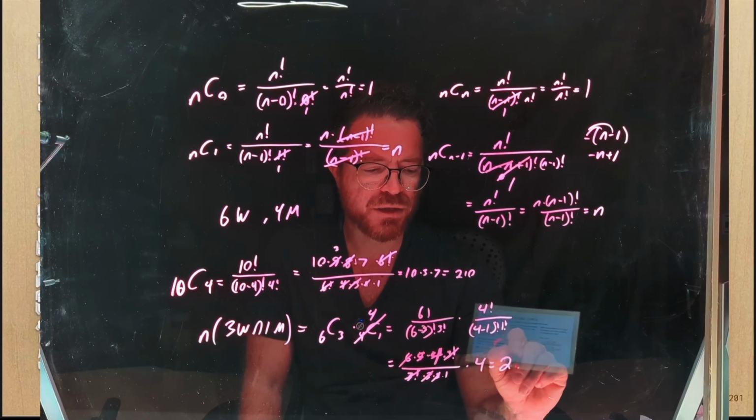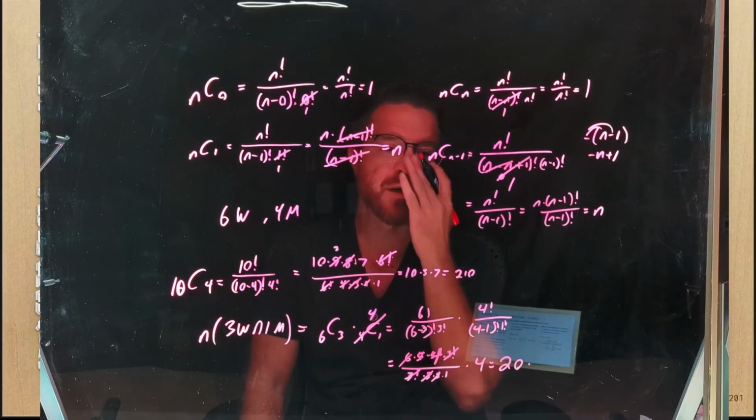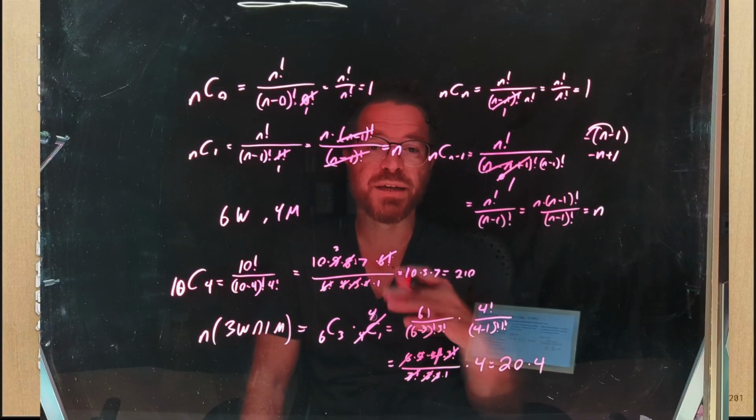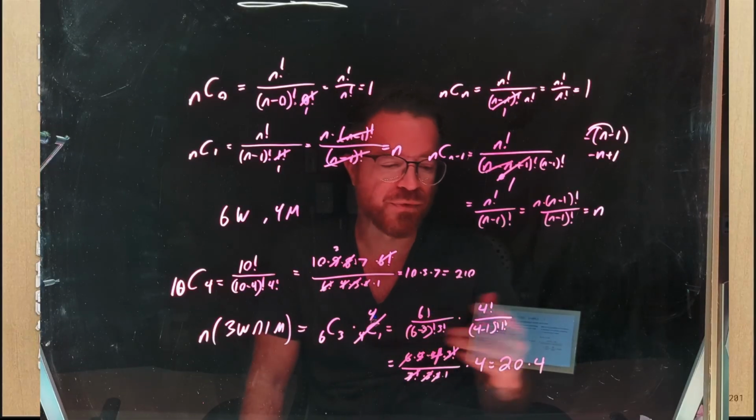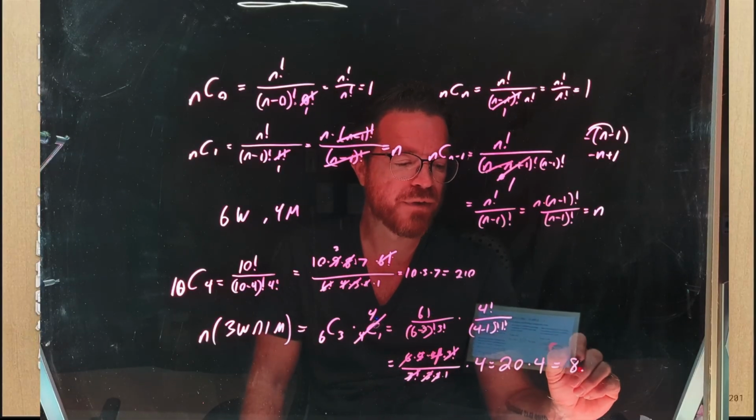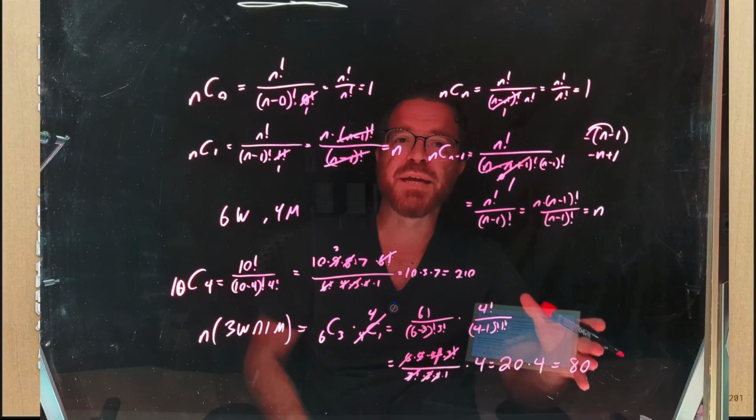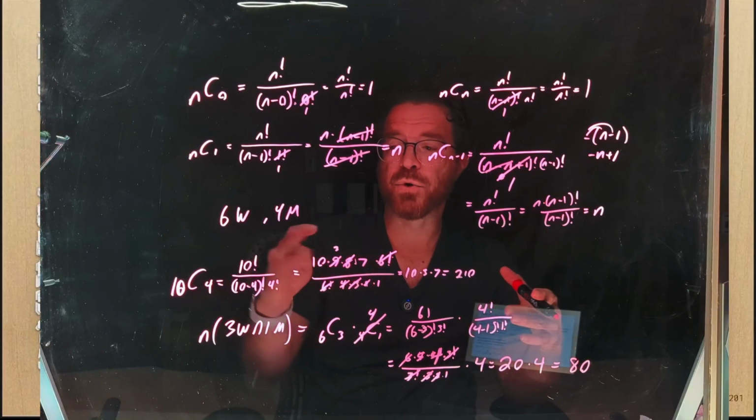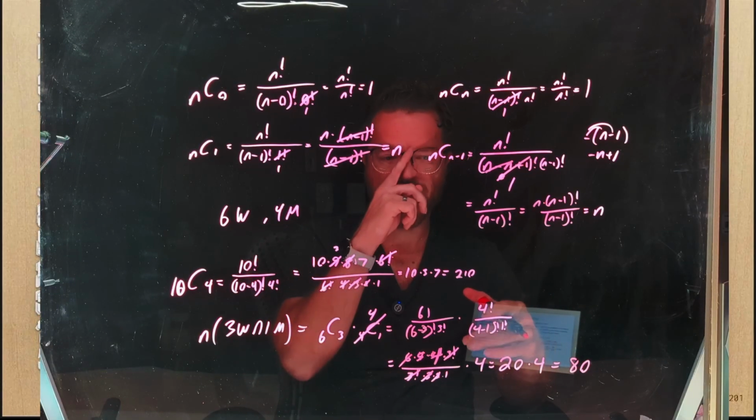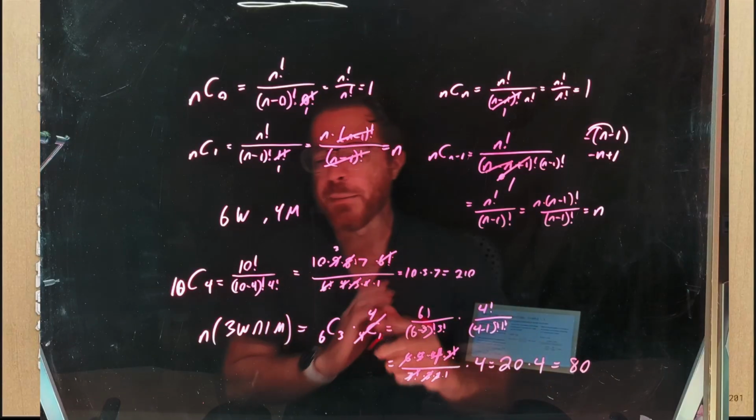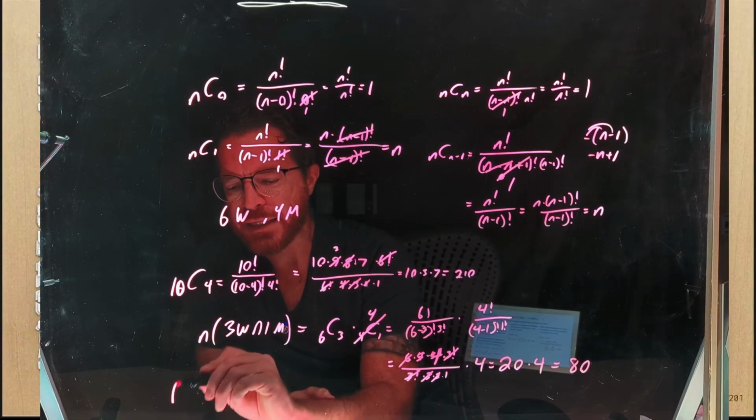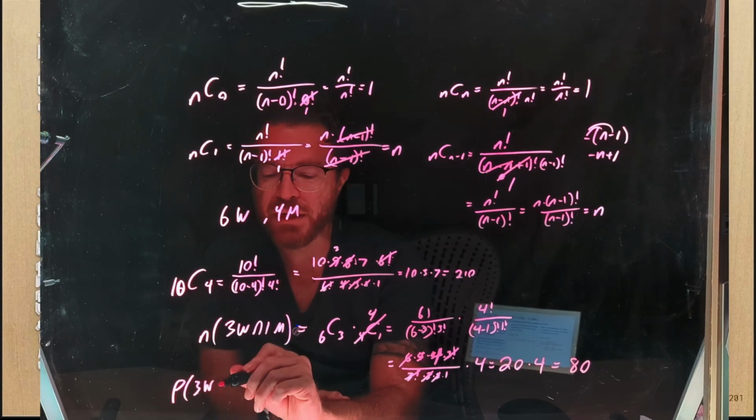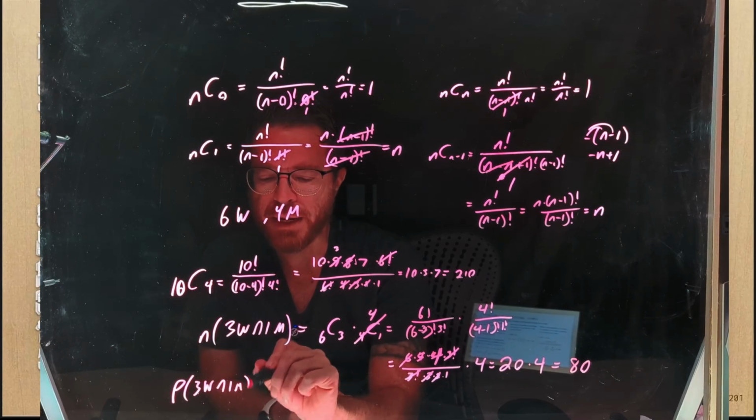So this is going to be 20 ways that I can choose 3 women from the total 6, and then times the 4 ways that I can choose 1 man from the group of 4 gives me a total of 80 ways that I could make this committee of 3 women and 1 man from a group of 6 women and 4 men. So then what is the probability, though, that I would select this committee? So what's the probability that I would get a committee of 3 women and 1 man?